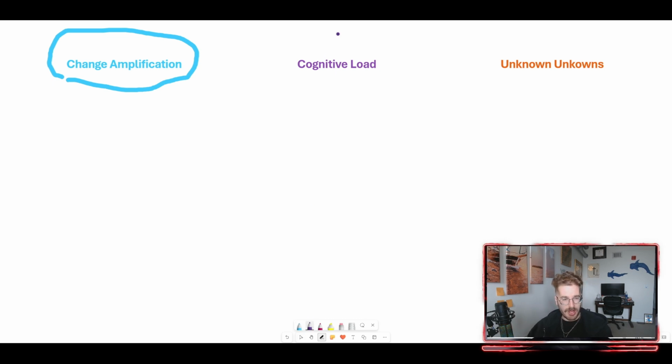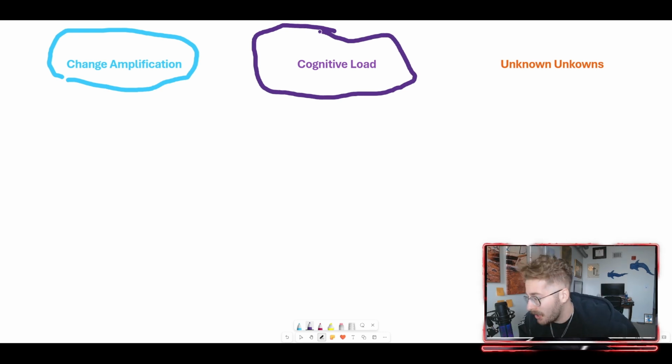And the second one is cognitive load. I know everyone's looking at this and is like, oh yeah, I know what cognitive load is. It's learning how Rust works.